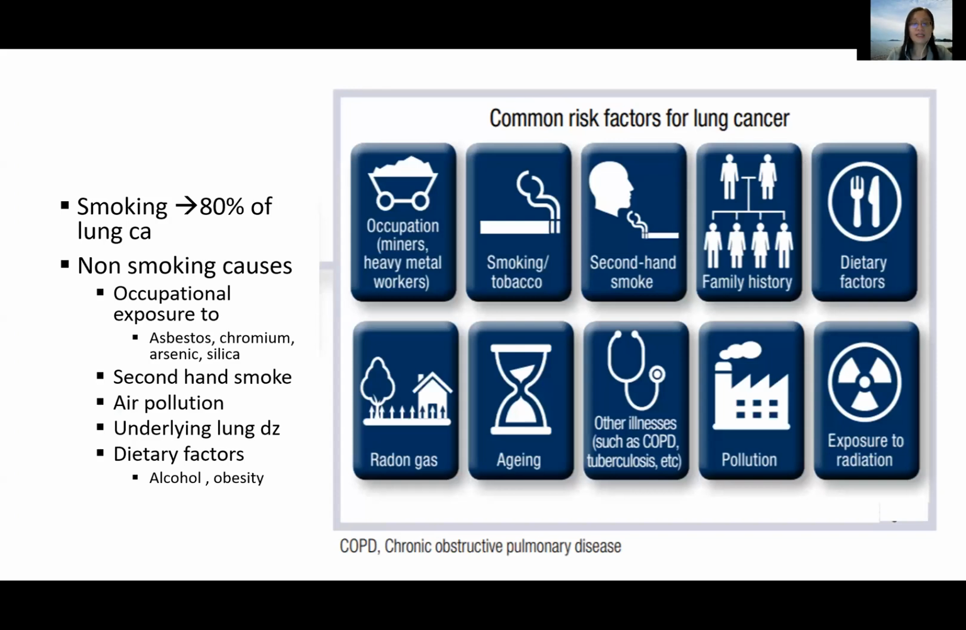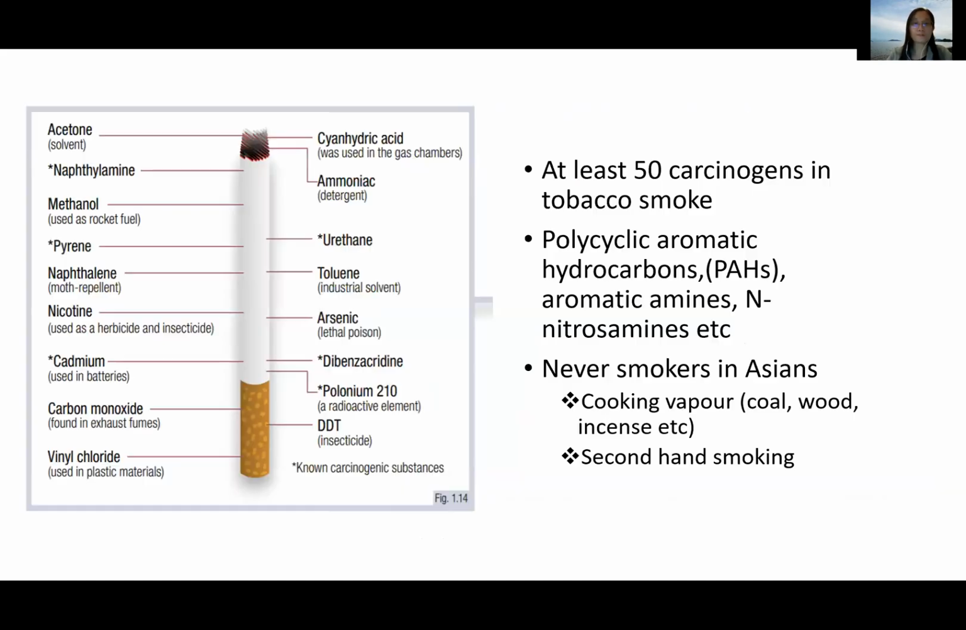So smoking is the cause of up to 80% or more of lung cancers. Some is occupational exposure like asbestos, chromium, silica, things like that. If the patient smokes, they may or may not get the cancer, but family are at risk because they get secondhand smoke, because they smoke at home or in the car. Air pollution plays a role. Patients who have had COPD for a long time have chronic inflammation of the lung. They also have a higher chance of getting lung cancers. Alcohol and obesity are linked with lung cancers as well.